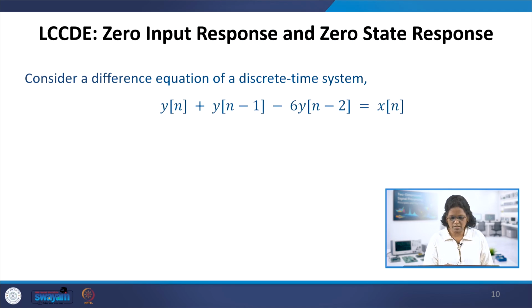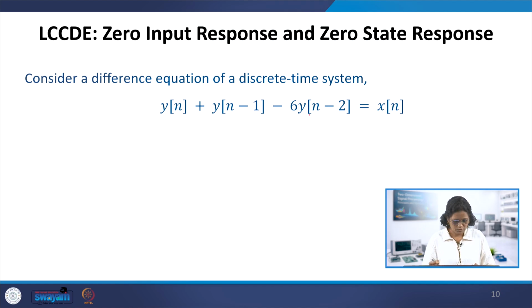So consider an example here: y of n plus y of n minus 1 minus 6 y of n minus 2 equals x of n. The system equation obeyed by this is the difference equation given over here. So x of n is the input and y of n is the output. We can take the Z transform directly as well to get Y of z by X of z, which is the transfer function. If you take the transfer function, you should consider that the initial conditions are 0.